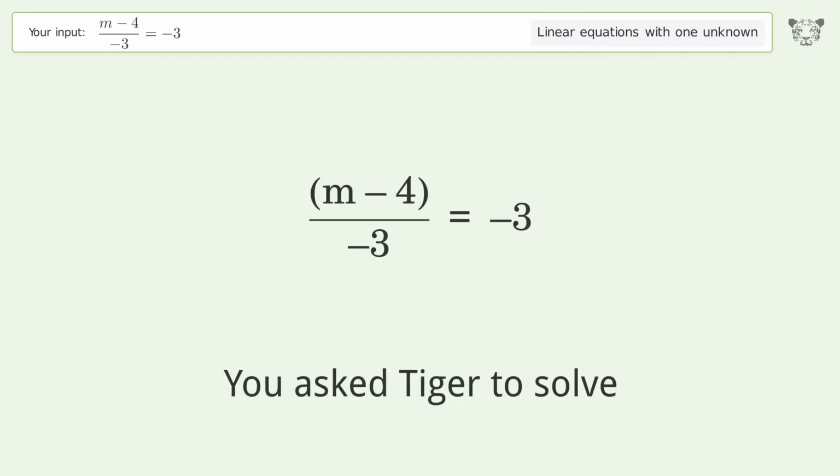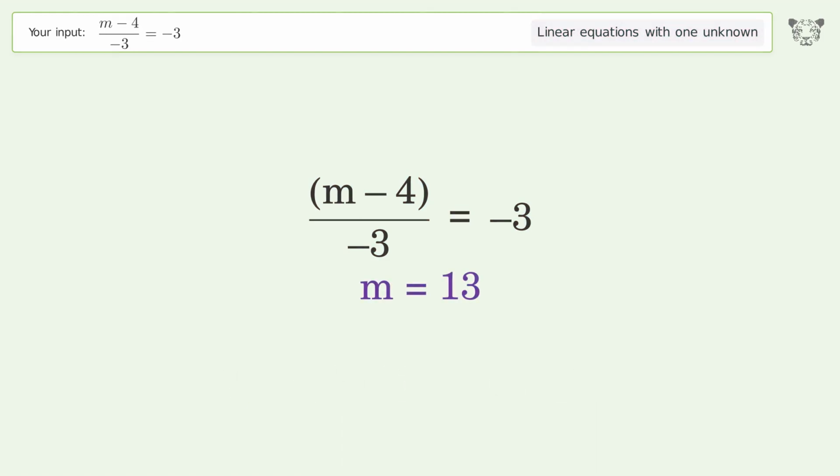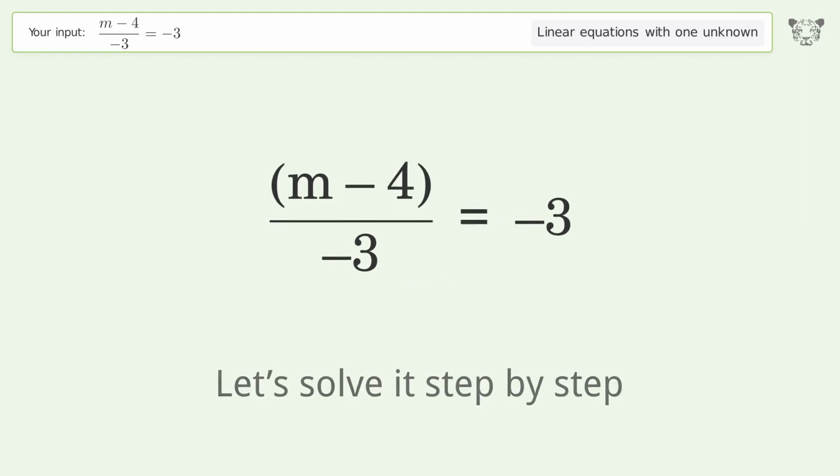You ask Tiger to solve. This deals with linear equations with one unknown. The final result is m equals 13. Let's solve it step by step.